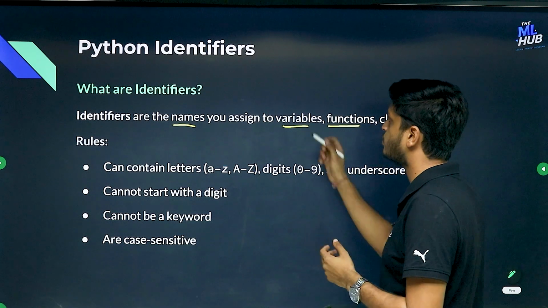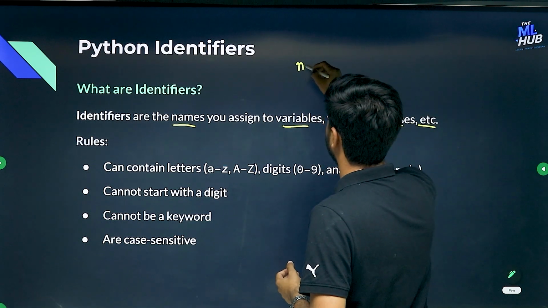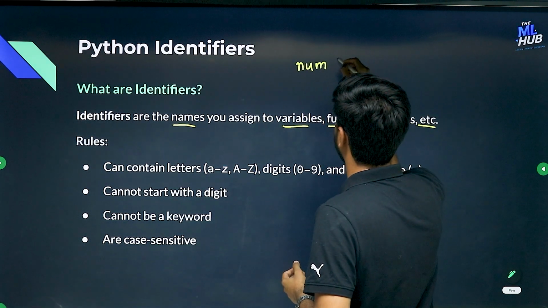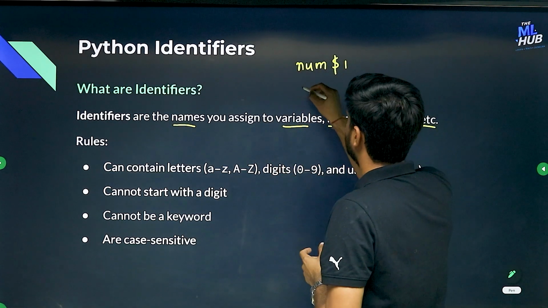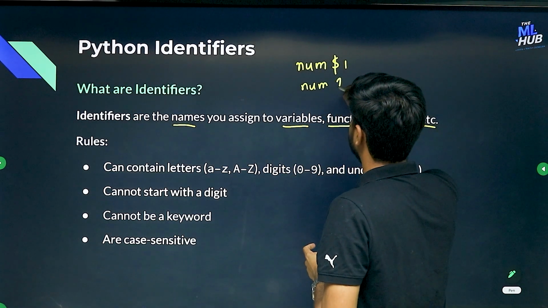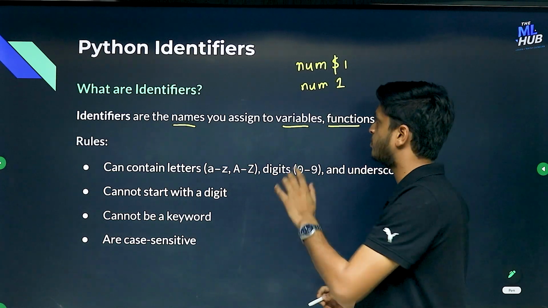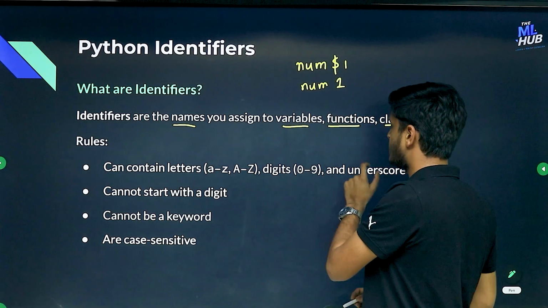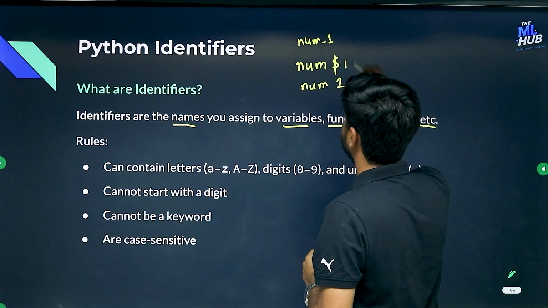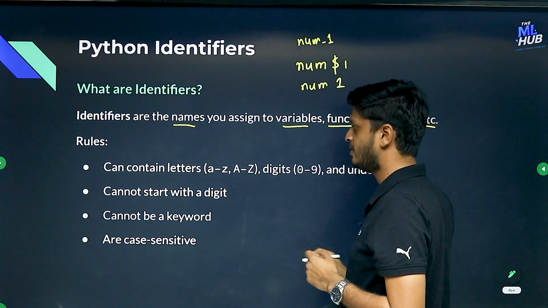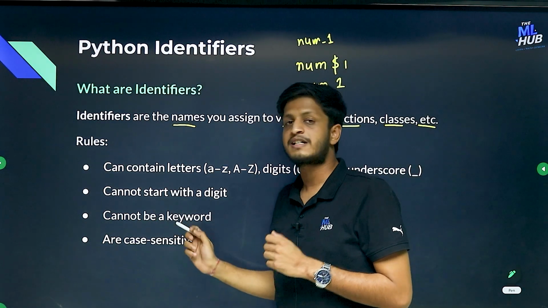For example, you cannot use the dollar sign. You cannot name a variable like num$1. This symbol is not allowed. Even space is not allowed. You cannot have num space 1. No other symbol is allowed. Only characters, digits, and underscore. So you can have something like num_1. This is allowed.